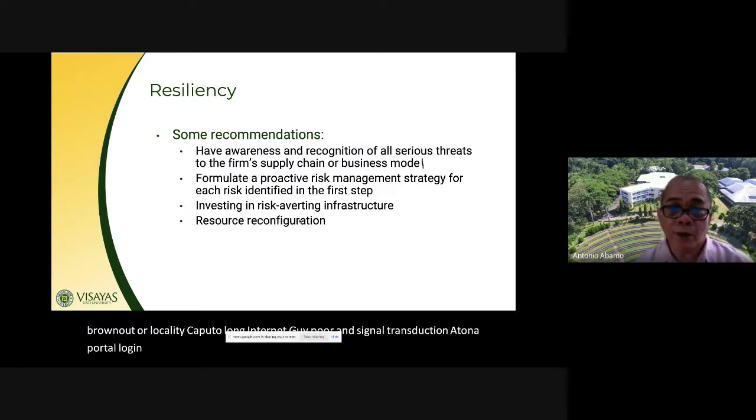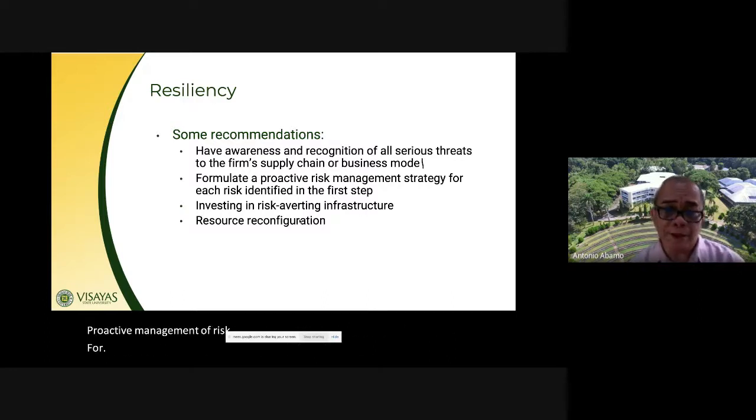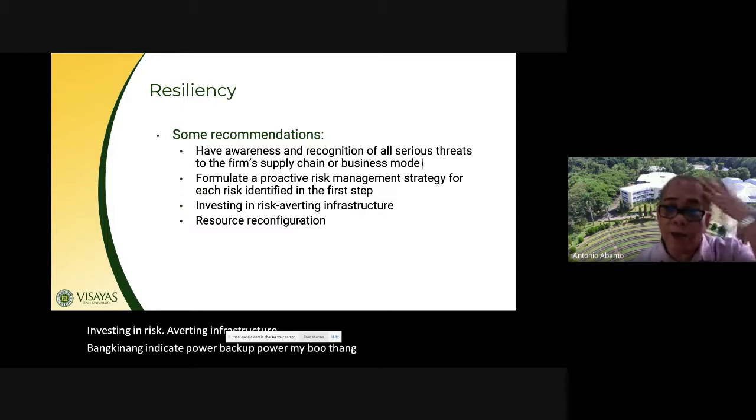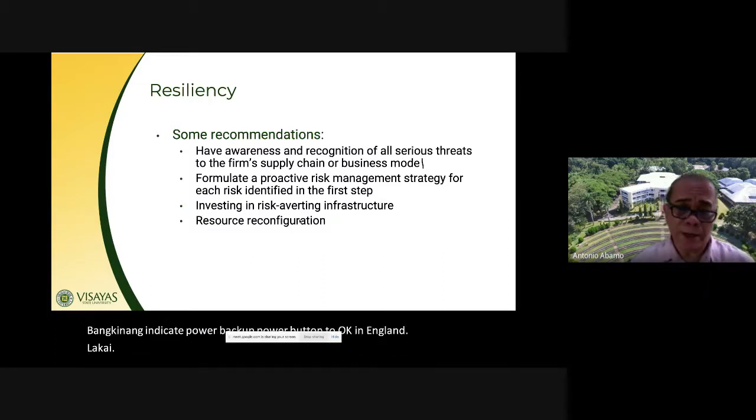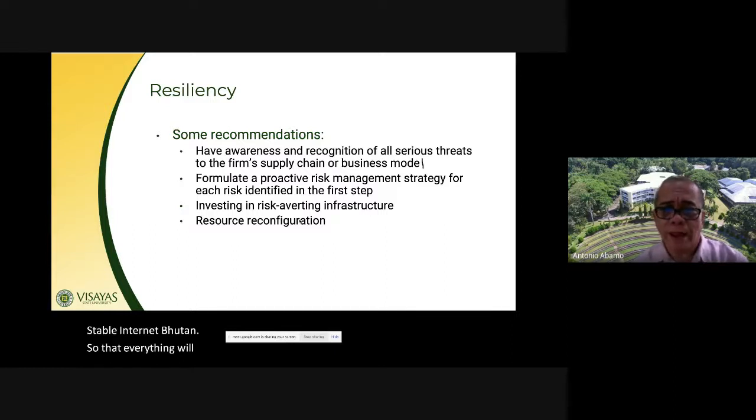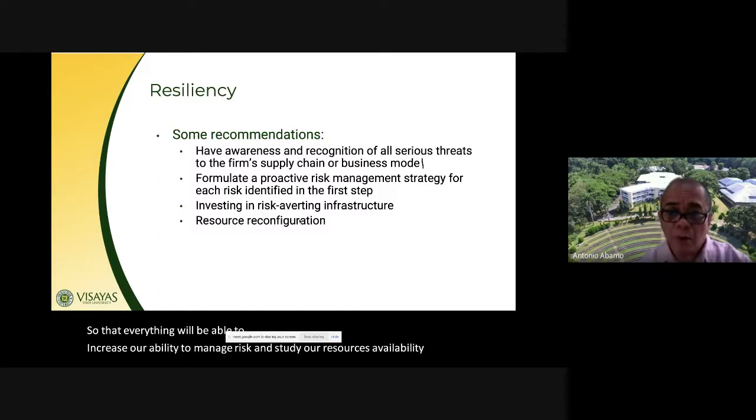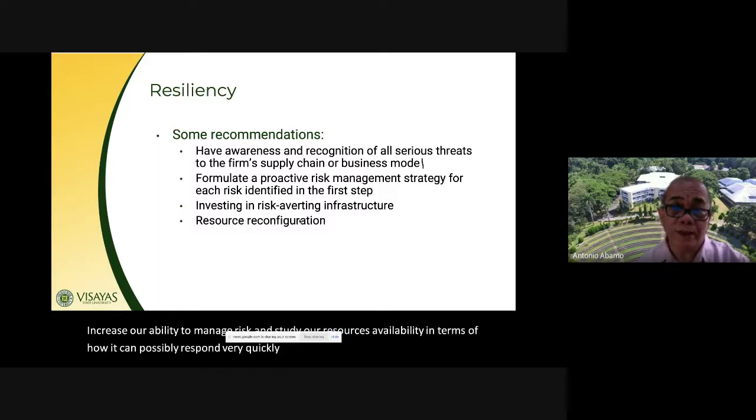Then some recommendations for resiliency: proactive management of risk identified in the first step, and then investing in risk averting infrastructure. If you need backup power or stable internet, we should invest in it, no? So that everything will be able to increase our ability to manage risk and study our resources availability in terms of how it can possibly respond very quickly to perturbations in the environment.